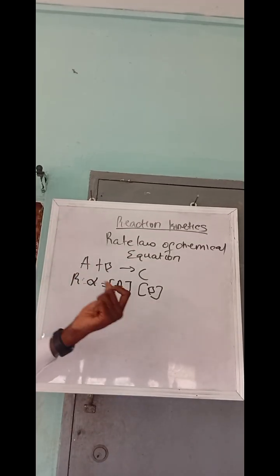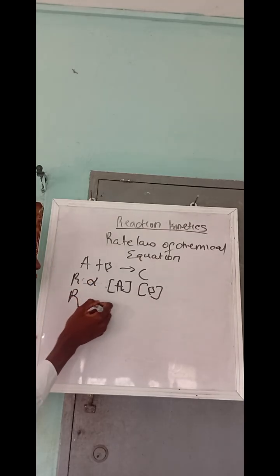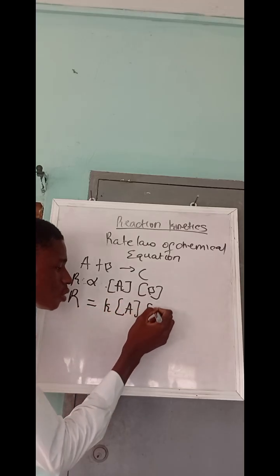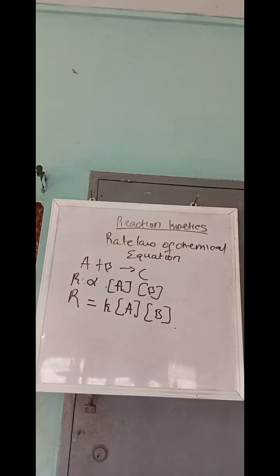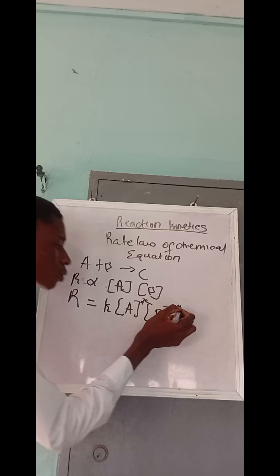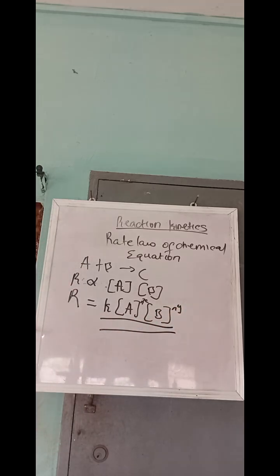We make use of the square brackets. For every proportionality, there must be a constant. That is what we know in mathematics. So I will now introduce a constant. R is equal to K, concentration of A, then concentration of B, raised to power each exponent. This is a typical rate law.